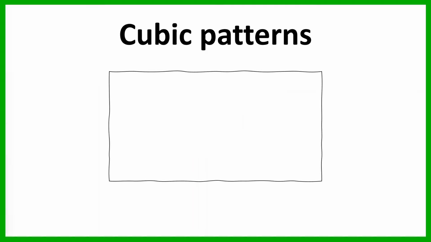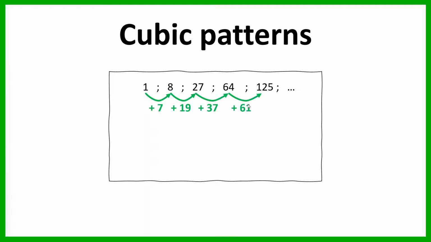For example, over here, we've got the pattern 1, 8, 27, 64, 125. Okay, so if I go from 1 to 8, I'm adding 7. From 8 to 27, I'm adding 19. From 27 to 64, I'm adding 37. From 64 to 125, I'm adding 61.